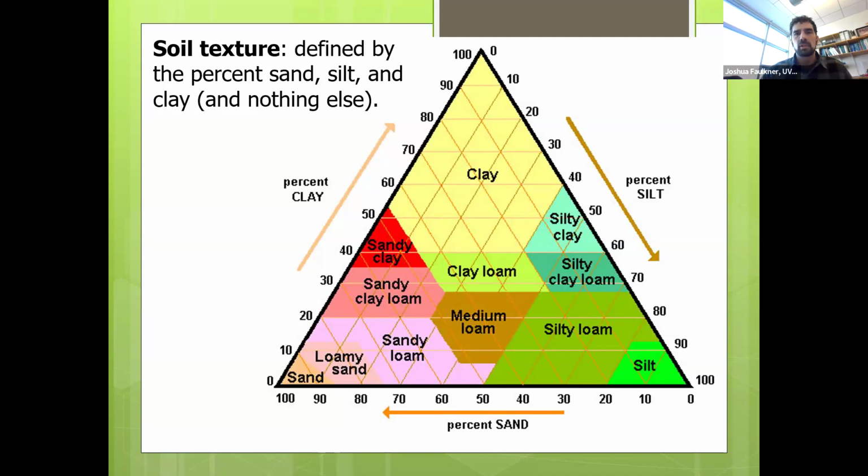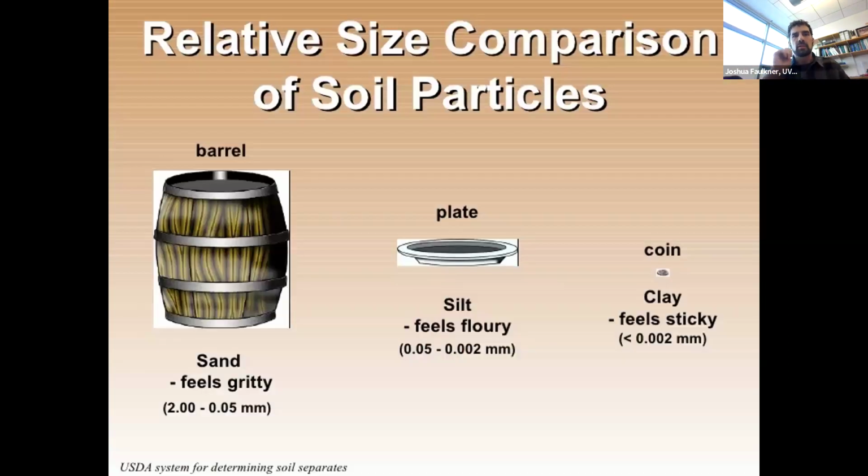So the texture is a really important factor, and I think it's helpful to understand the relative size of the various soil constituents that make up soil texture, especially in their relation to one another. So sands are, in a relative sense, very large. If we think of them in comparison to silts, which are very small, they would be the size of a barrel compared to the size of a dinner plate. And then clays are very, very, very small. They would be the size of a coin compared to that barrel and that dinner plate.